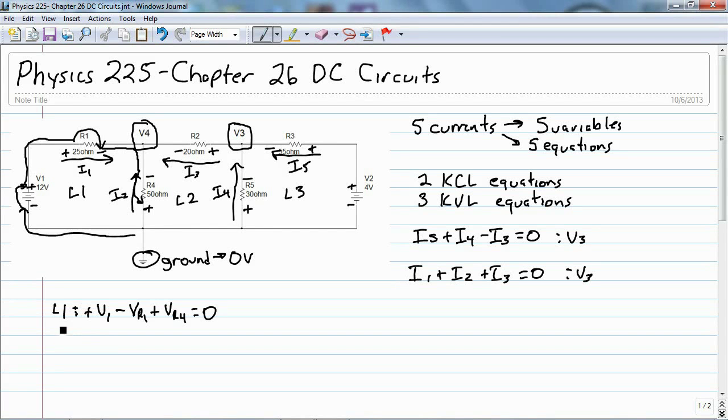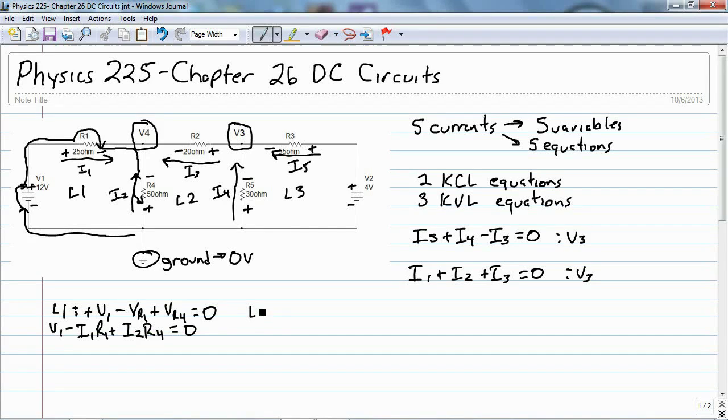Now I can rewrite this in terms of current and resistance. I'm going to have V1 minus I1 R1 plus I2 times R4. And that's going to equal 0.